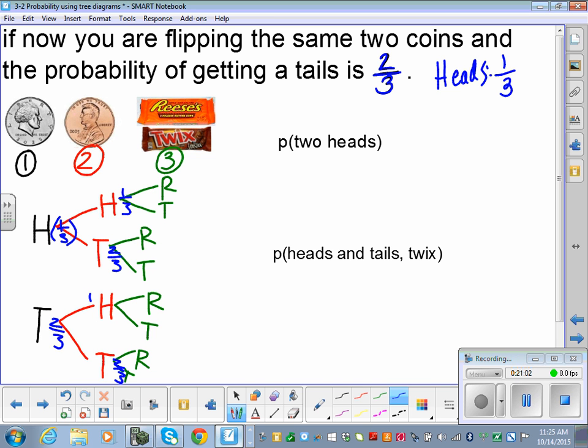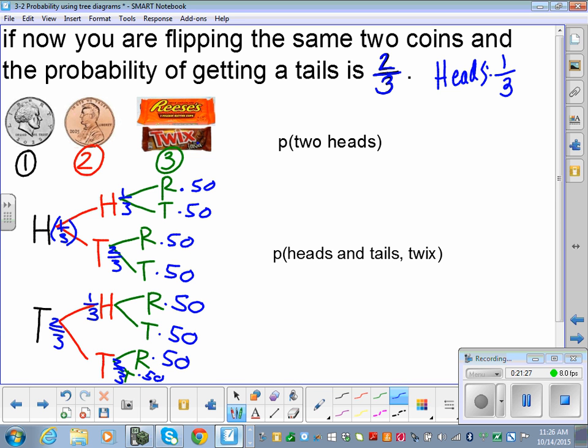Tails is a 2/3 chance. Heads is a 1/3. Now, is it still equally likely for Reese's and Twix? So it's a half and half, 50-50% chance. 50-50, I'll get a Reese's or a Twix. So I'm going to write it as a decimal. 0.50, 0.50, 0.50. So now I have those probabilities listed.